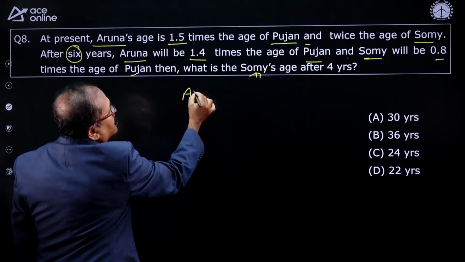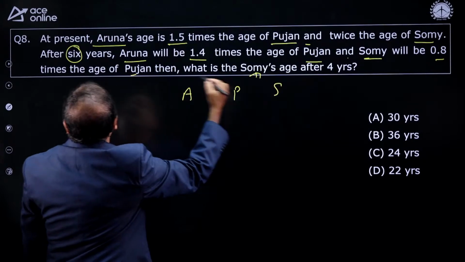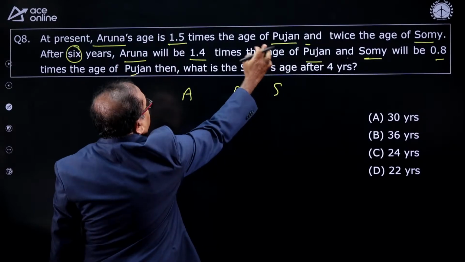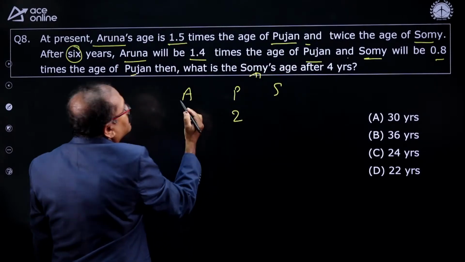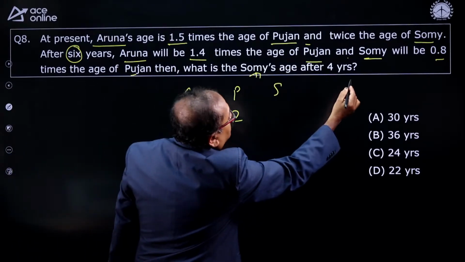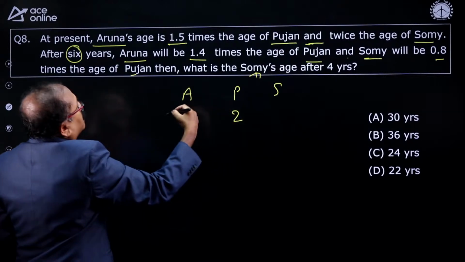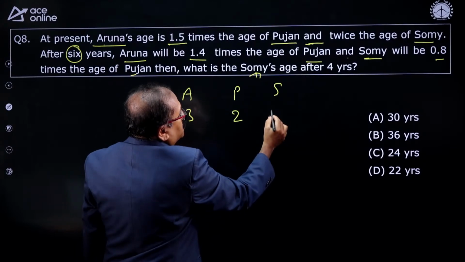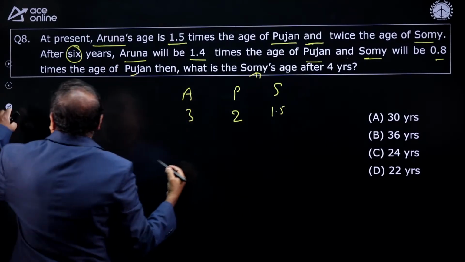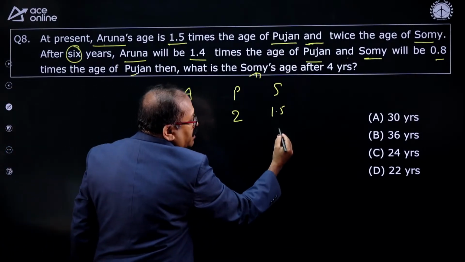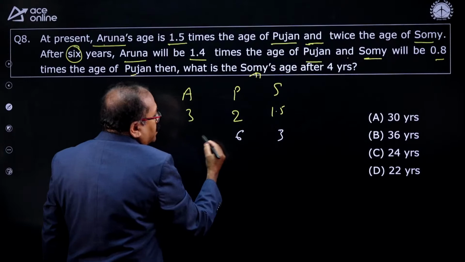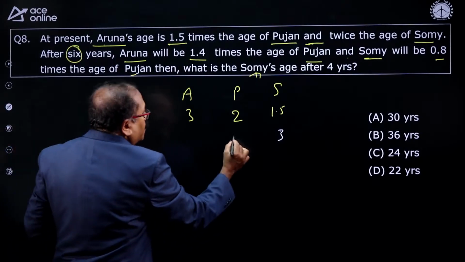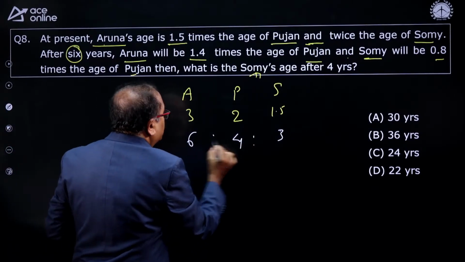So we have Aruna here, Poojan here, Somi here. It is said that Aruna is 1.5 times the age of Poojan. So if Poojan is 1, this is 1.5. If Poojan is 2, this is 3, because we don't write the ratio in decimal. And Aruna is twice the age of Somi. So Somi should be 1.5. So I will multiply this by 2. This will become 3, this is 6 and this is 4. This is 4 and this is 6. This is the ratio I got here.